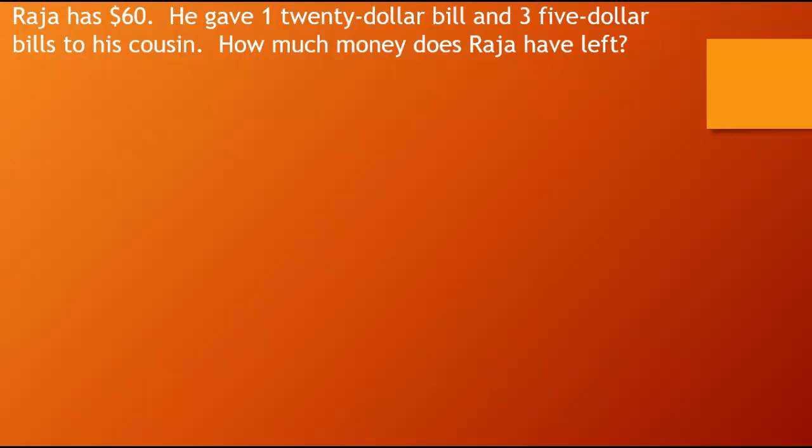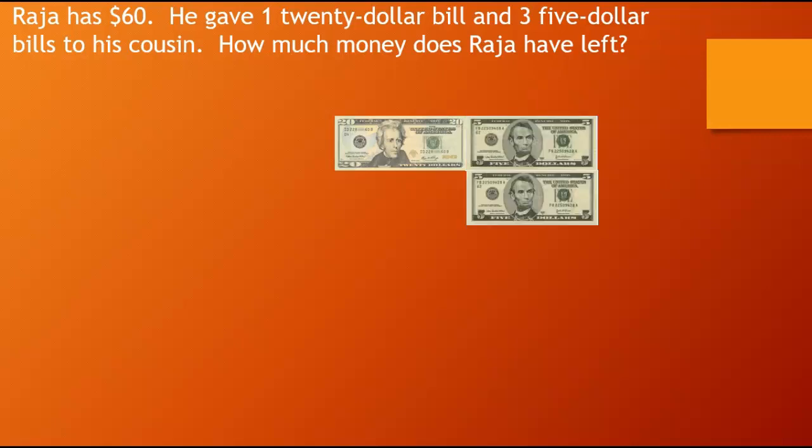Okay, so what I did was I drew out my dollar bills here. So it says there's one $20 bill. And there's how many 5s? 3. Okay, 1, 2, 3. And he didn't have any $1 bills or 10s. So that's all he gave his cousin right here.